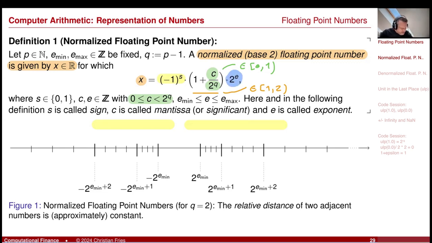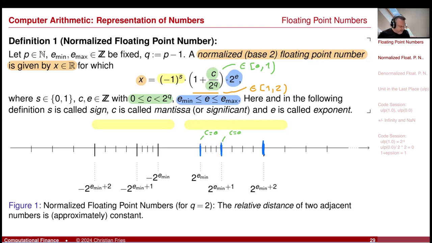So the e is between e min and e max. Consider the case where c is equal to 0. Yeah? So I have here the case c is equal to 0. Then actually these are just the powers of 2: 2 to the power of e min, 2 to the power of e min plus 1, 2 to the power of e min plus 2, and so on.